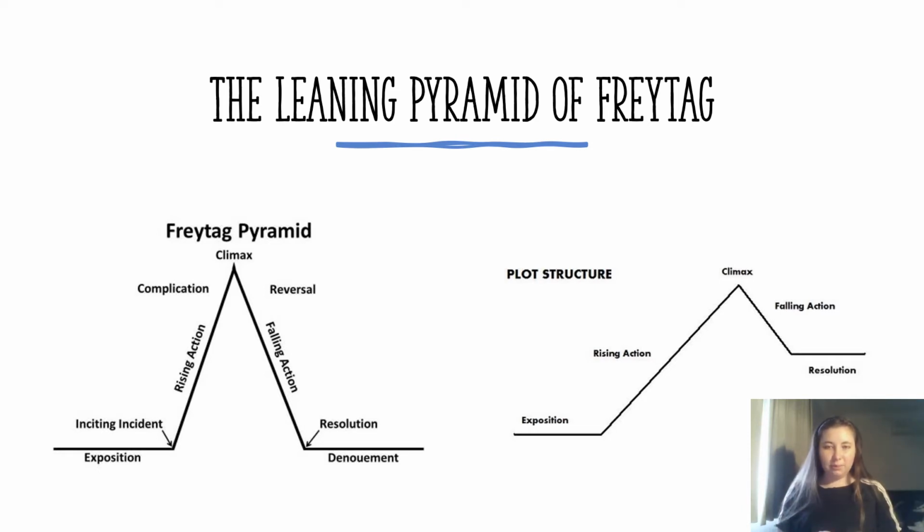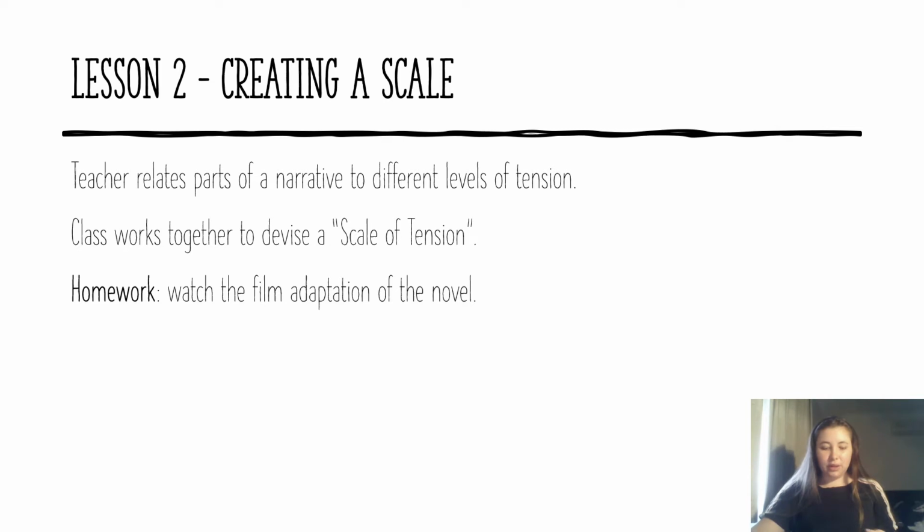And hopefully these are points that students would pick up on, or they could be guided towards in a class discussion. In Lesson 2, we introduced the concept of tension as a way to describe dramatic action. So you'd expect a climax to be a tense experience compared to a conclusion or orientation. Based on their experience of reading the first novel, the teacher and class worked together to create a scale of tension, and for homework, the students watched the film adaptation of the novel.